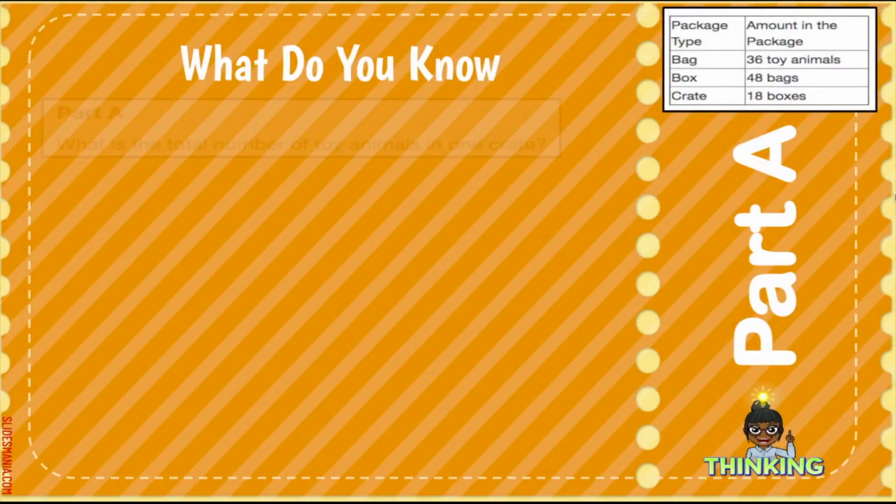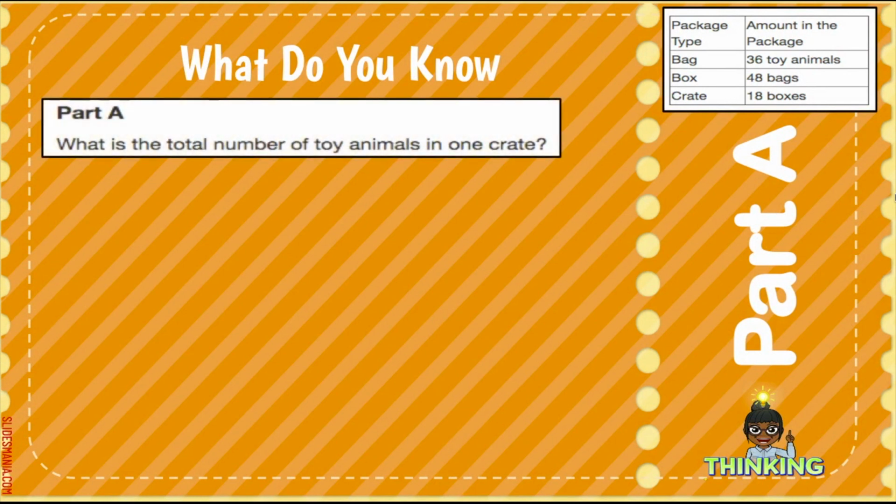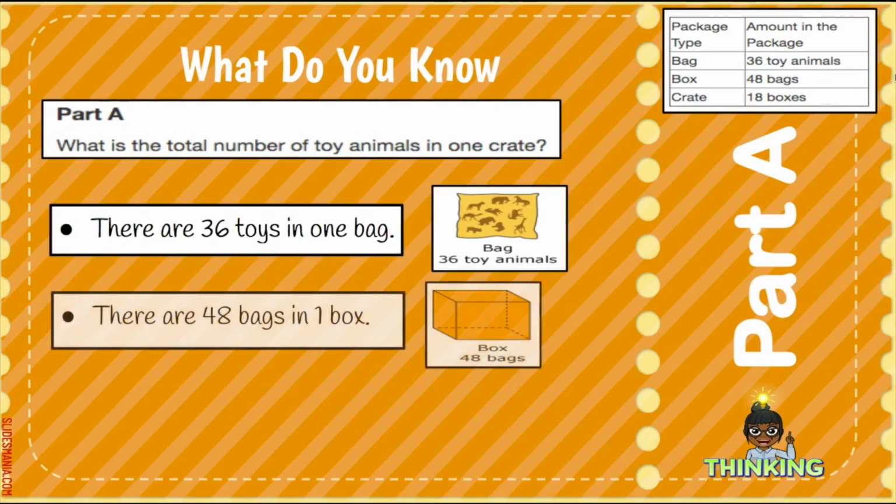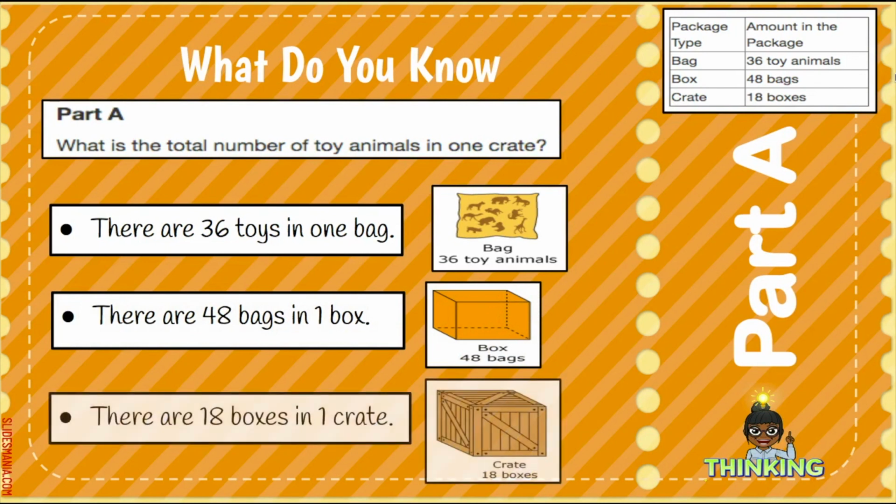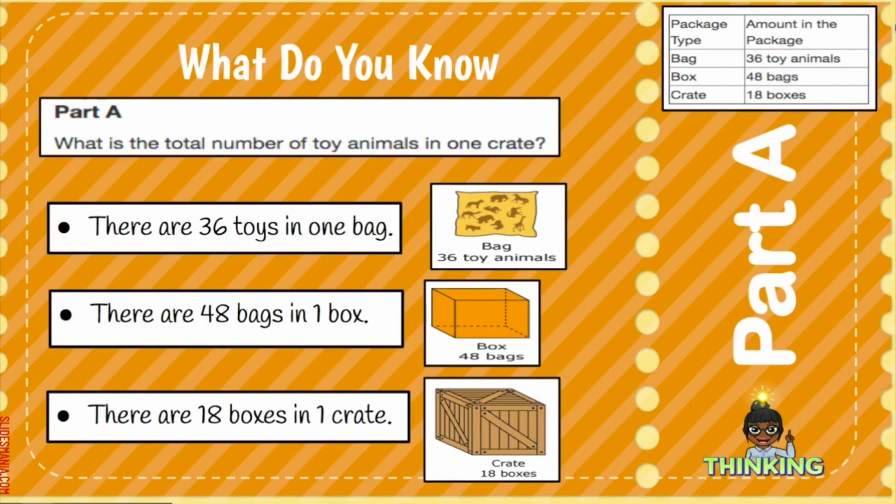What do we know? We know the problem is asking, what is the total number of toy animals in 1 crate? We also know there are 48 bags in 1 box. There are 18 boxes in 1 crate. So what is in 1 crate? 18 boxes. So before we can figure out how many toy animals are in 1 crate, we need to know how many toy animals are in 1 box.